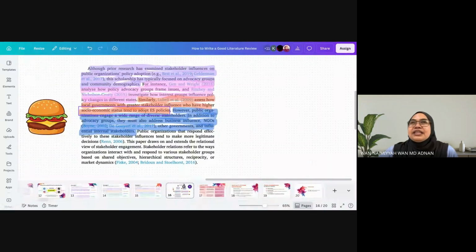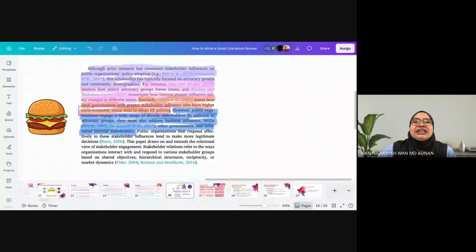Okay, for instance, they give examples: analyze how policy advocates frame issues, investigate how interest groups influence policy changes for different states. Yes, they have summarized the major findings. Okay, if you're writing a longer literature review, maybe you can elaborate it further. By elaborating it further, you are still summarizing the major findings under the same category.